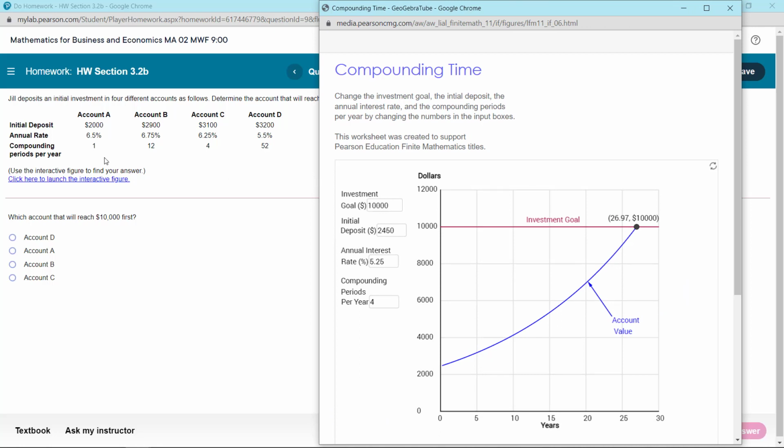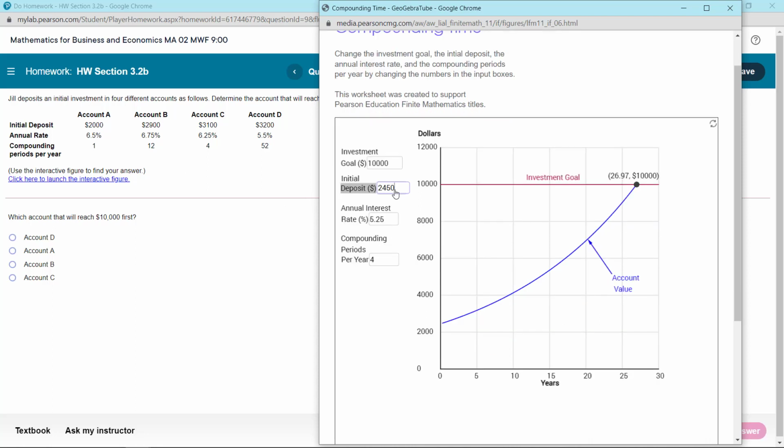We have an initial deposit for account A. Our initial deposit is $2,000. So we want to put in $2,000 here. Okay, we have a rate of 6.5%.